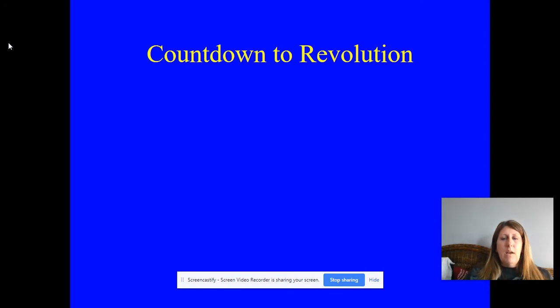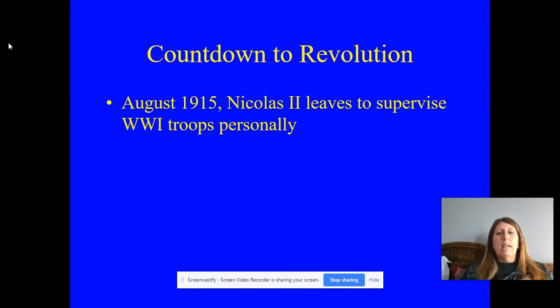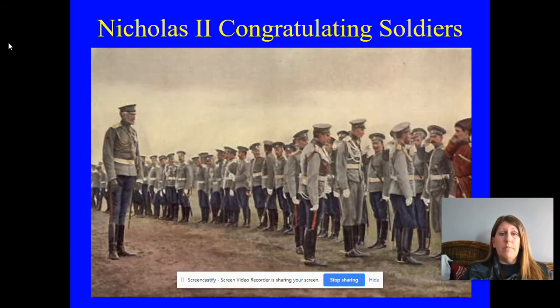One of the biggest leading causes of the Russian Revolution is going to be World War I. So, in August of 1915, Nicholas II leaves and decides he is going to supervise the troops in World War I personally. And so, not only as the Tsar of Russia, he is also going to be giving specific instructions to his generals. And so when Russia starts to lose World War I miserably and they start to incur heavy losses, the people are going to blame the Tsar for this. And Russia does lose more people than any other country involved in World War I.